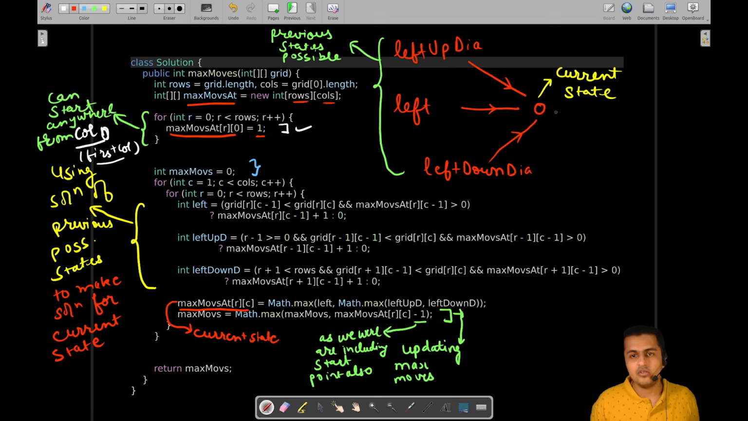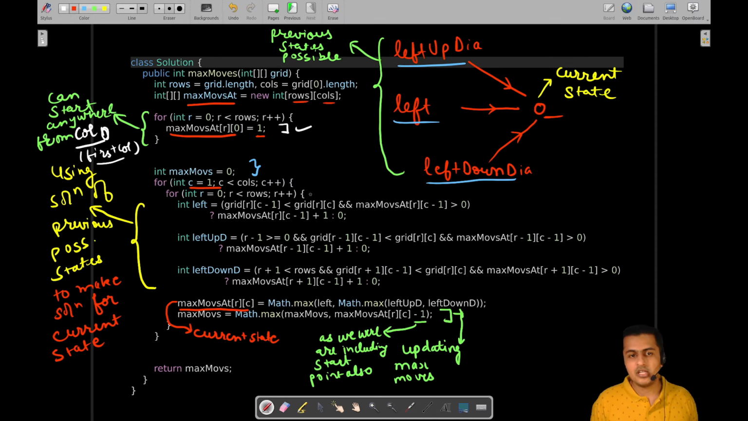Okay, and let's say you are at a current state, then there would be three possible previous states from where you could have ended up on the current state. That is the left upper diagonal, the left lower diagonal, and the left cell. From either of these you could have ended up on the current state. Since you have already covered the first column, you would be starting from the second column onwards, and for each column you would be doing the following.